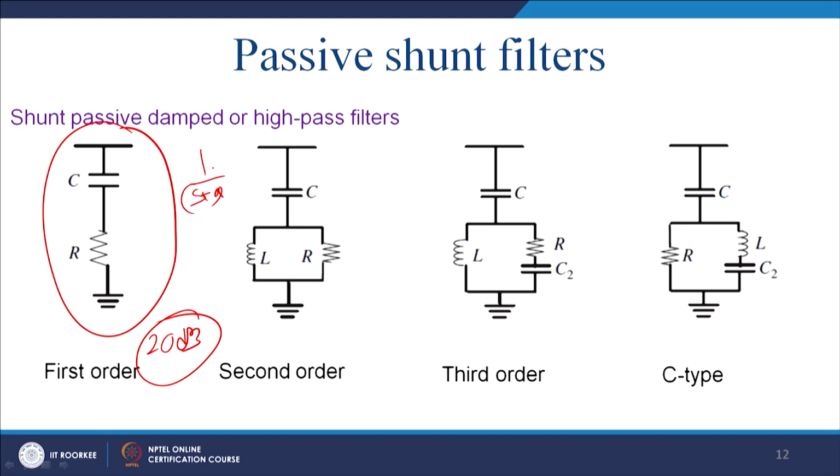Ultimately you can see that if you connect a load in parallel to it, this impedance will go down with increasing frequency, and thus it itself is a high pass filter. So, for this reason the shunt damped or high pass filter will generally eliminate the high frequencies, and the DC part will be there.